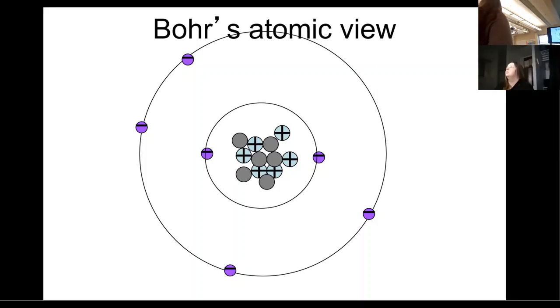The electrons are the same way. They can be on the first ring or the second ring. They can't be in between. They can move between them, and the way that they do that is by putting in energy in the form of light.